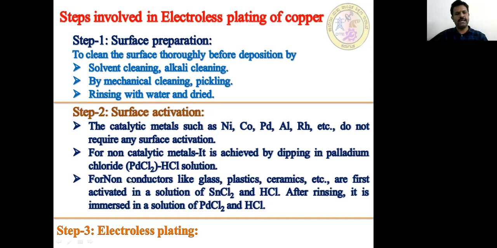Suppose the substrate is a non-conductor, a non-metal, for example glass, plastic, ceramics, etc. Then first the surface is activated by dipping in stannous chloride HCl solution. Stannous chloride is a reducing agent. And afterwards, that substrate is rinsed by immersing in the solution of palladium chloride HCl solution. Here, palladium is a catalytic metal. So under this condition, we can create a very active surface for further electroless plating.